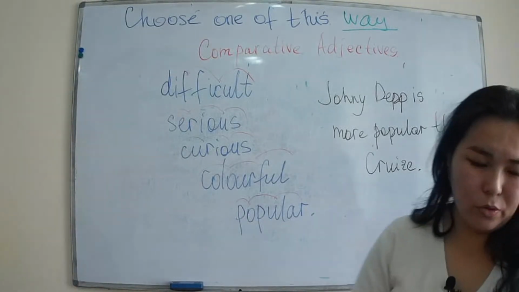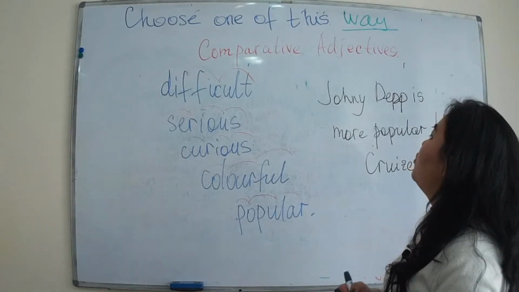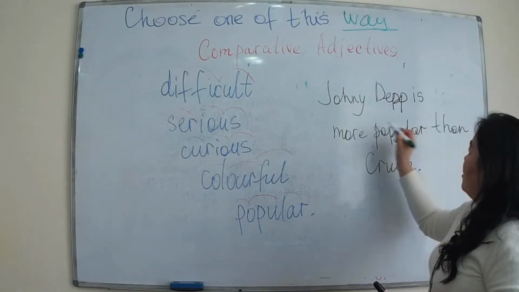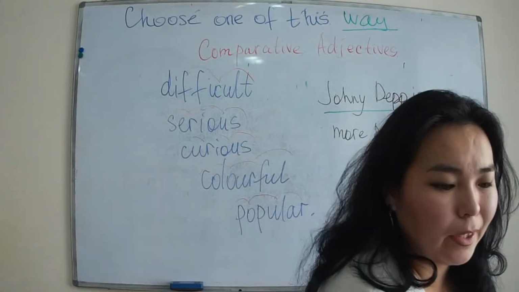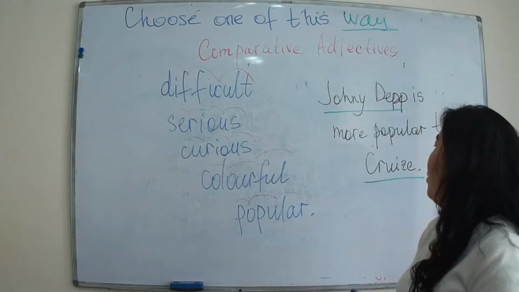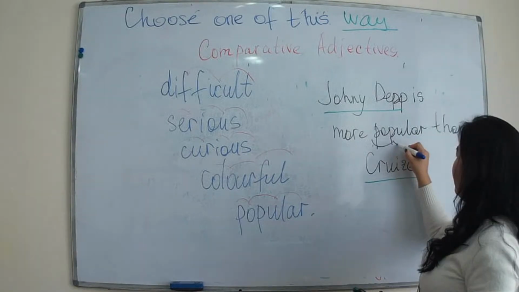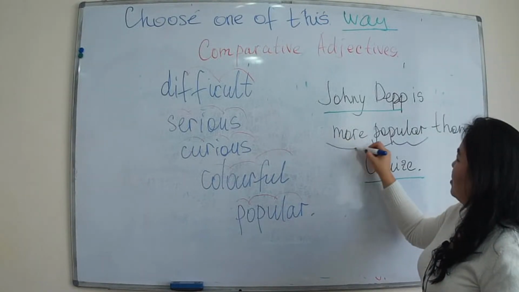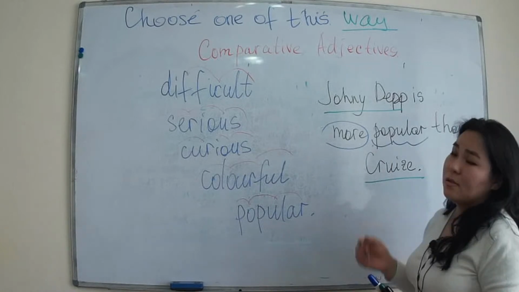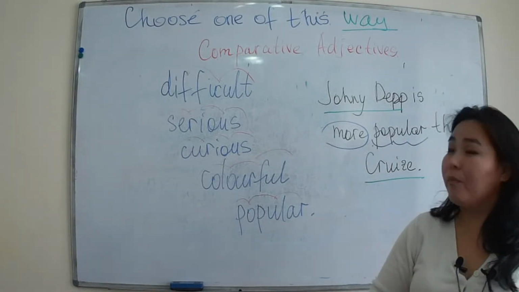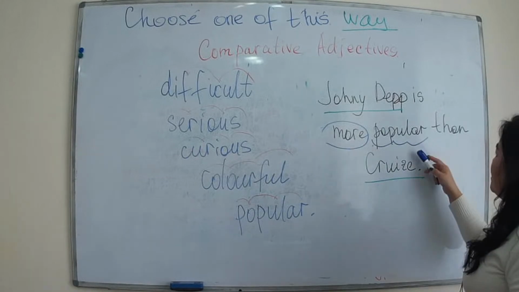So here we compare 2 different actors, Johnny Depp and Cruz, and we use here the adjective popular. It has 3 syllables, and we use this helper more in order to compare these 2 people. Johnny Depp is more popular than Cruz.